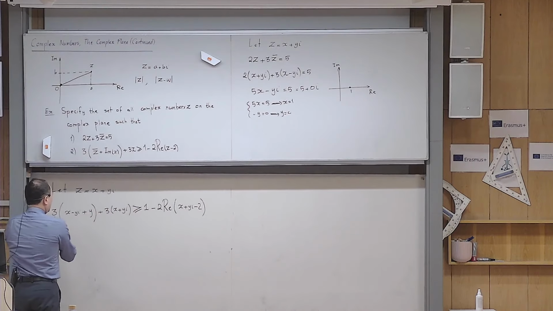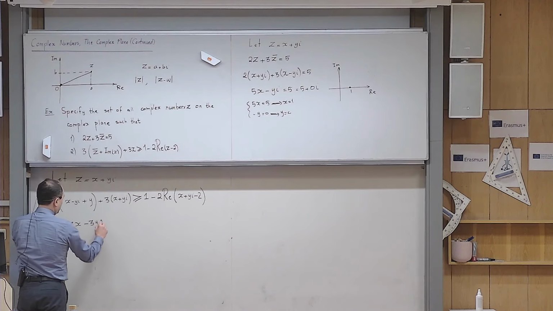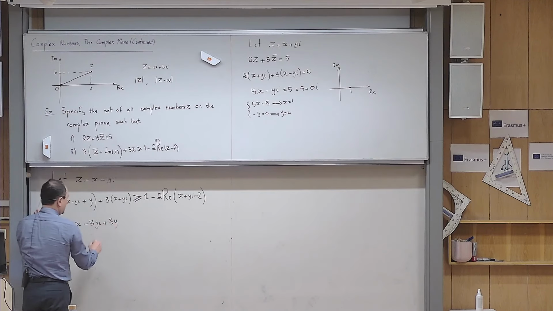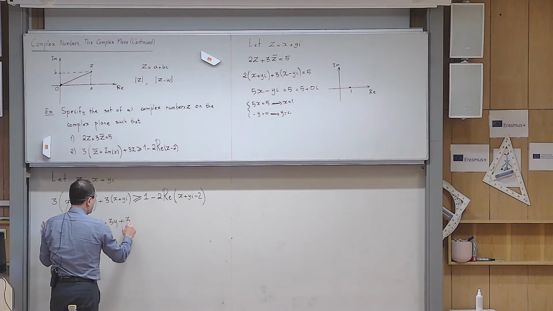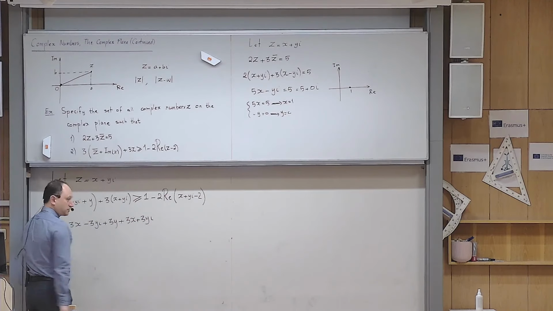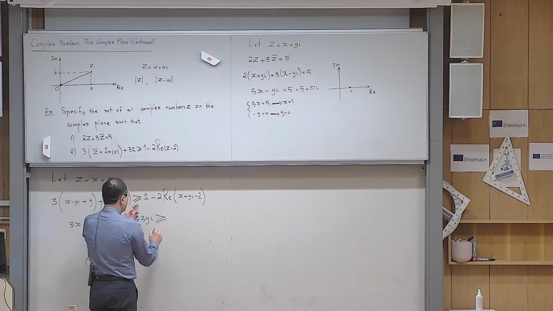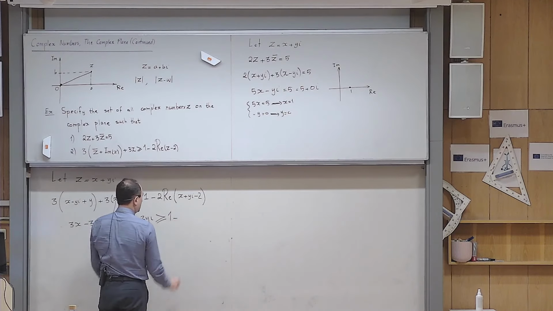So here, there is nothing here, I have to multiply. So this becomes 3x minus 3yi plus 3y. Then I multiply this here, so it is 3x plus 3y. Okay, so we are on the safe side because this i is gone. And then here, what should I write? Greater than or equal to 1 minus.